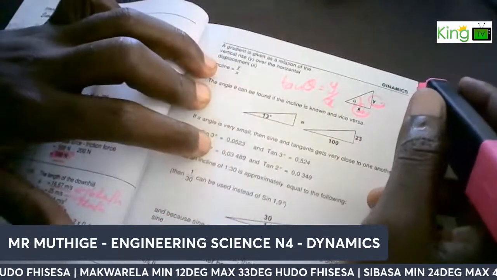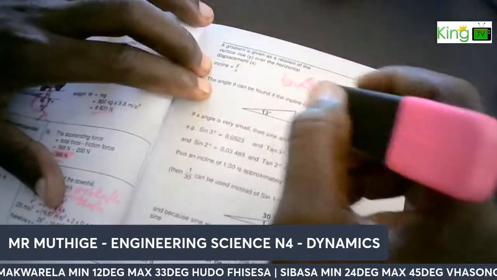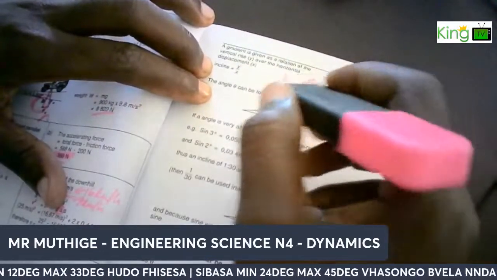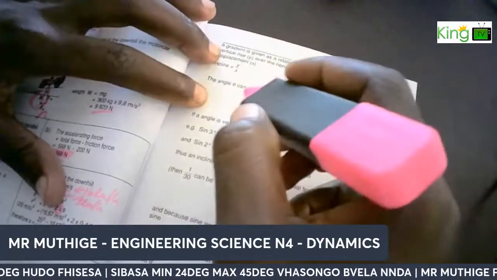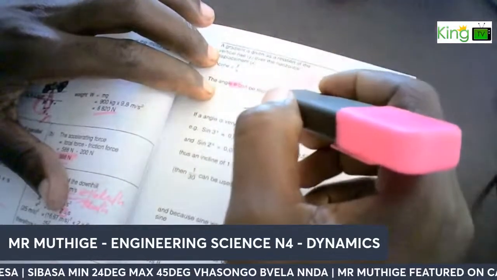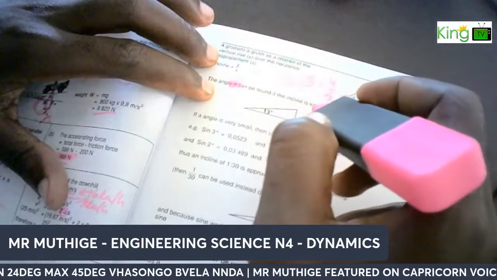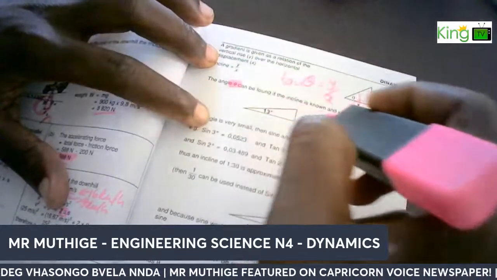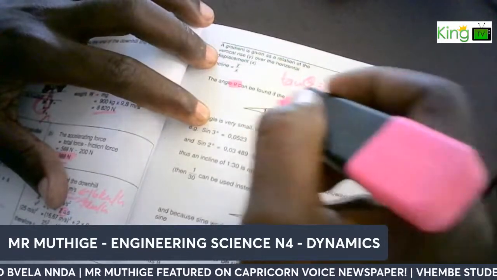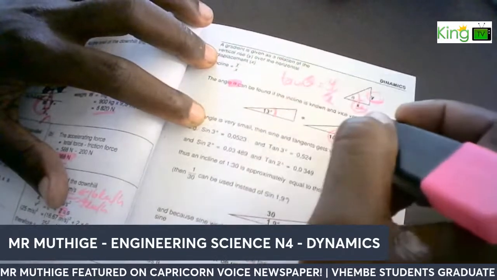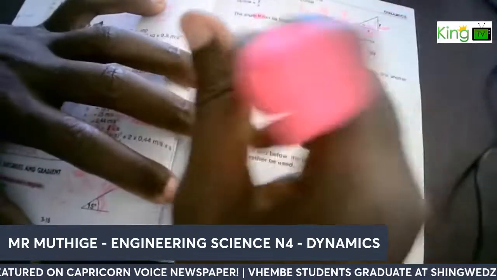Not so? The angle theta can be found from the incline. That is fine if the angle is known. And the angle theta can be found if the incline is known and vice versa. If you have got these two, you can get this one. If you've got this one, you can get these two, vice versa.